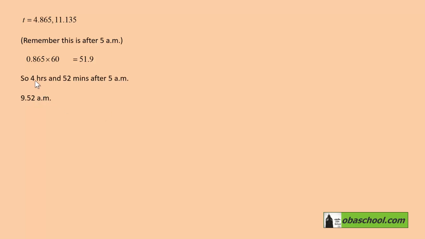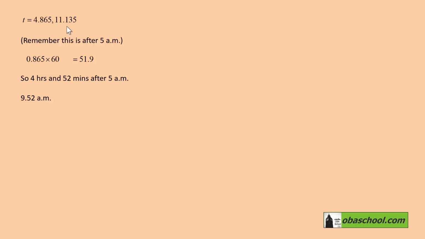So let's work with those. Remember, this is after 5 a.m. So whatever these are, we're going to have to add the 5 to them to get to our final answers for times. Ignore the 4. 0.865 times 60, so we're finding the number of minutes here. That's 51.9. So that's 4 hours and 52 minutes after 5 a.m. Remember, 4 hours, and the 0.865 hours is 52 minutes. So that makes it 9:52.